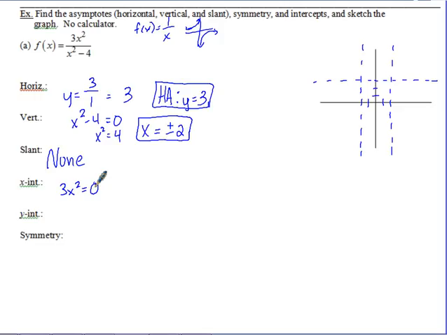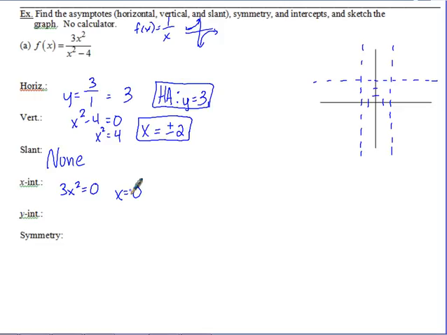Zero. Does everybody see it's going to be 0? Right? Because what would you do anyway if you were to solve this? You would divide by 3, but 0 divided by 3 is still 0. And then the square root of 0 is 0. So does everybody see I do have an x-intercept at 0? Okay? I do have an x-intercept at 0.